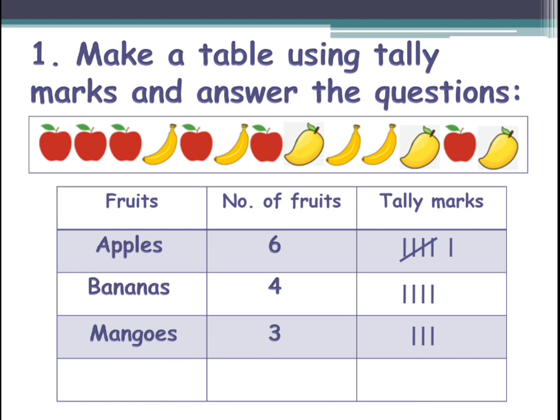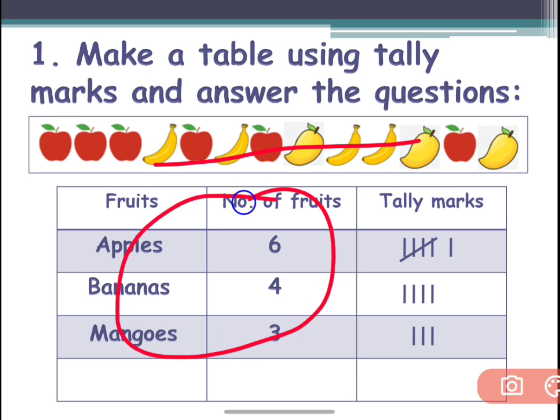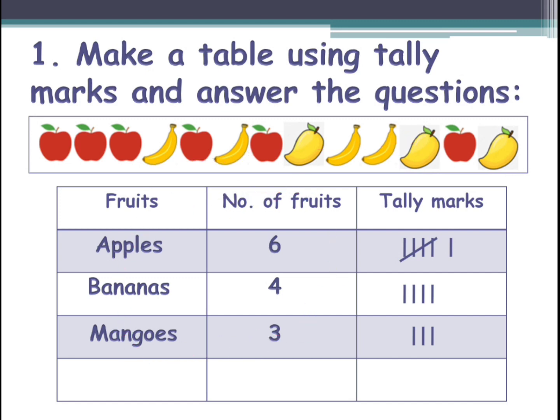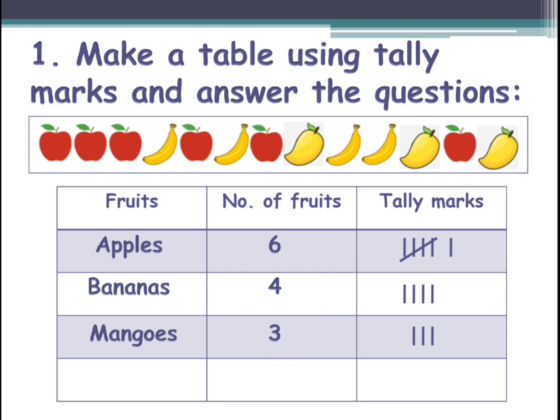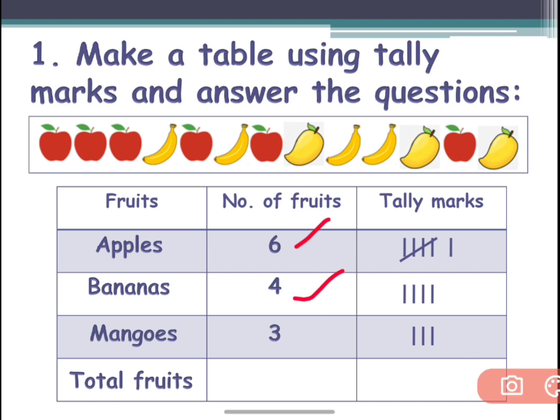Okay, now after writing all the fruits, we need to calculate how many fruits are there in total. Now here this is 6 apples, 4 bananas and 3 mangoes, isn't it? How many are there together? All fruits together also we need to do, which is total fruits. 6 plus 4 becomes 10. 10 plus 3 becomes 13, isn't it? So you'll write 13. Okay, children?